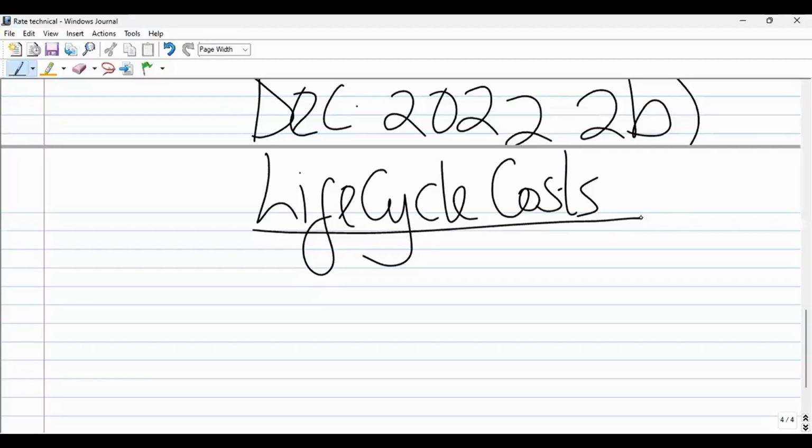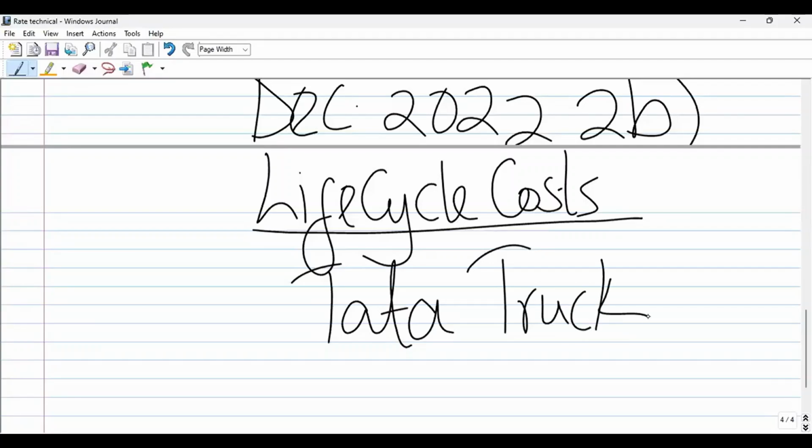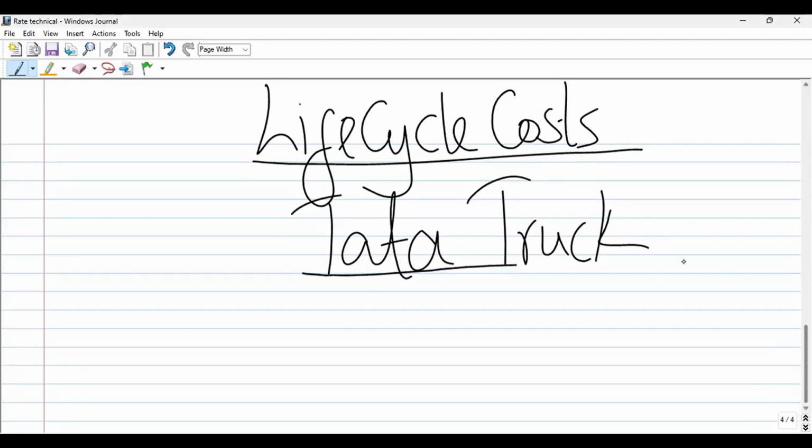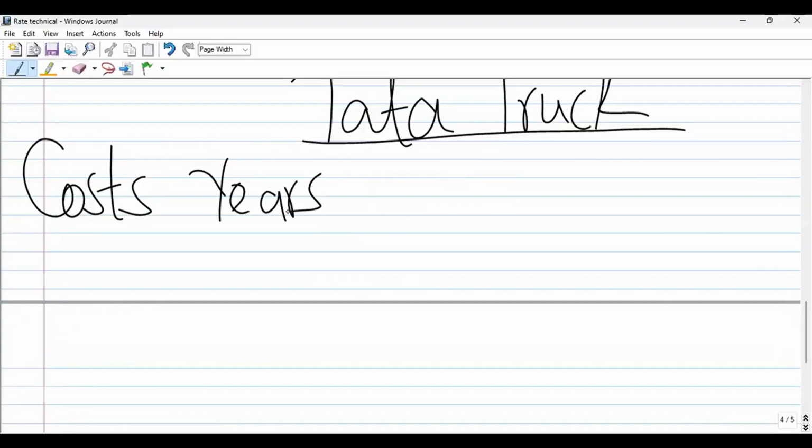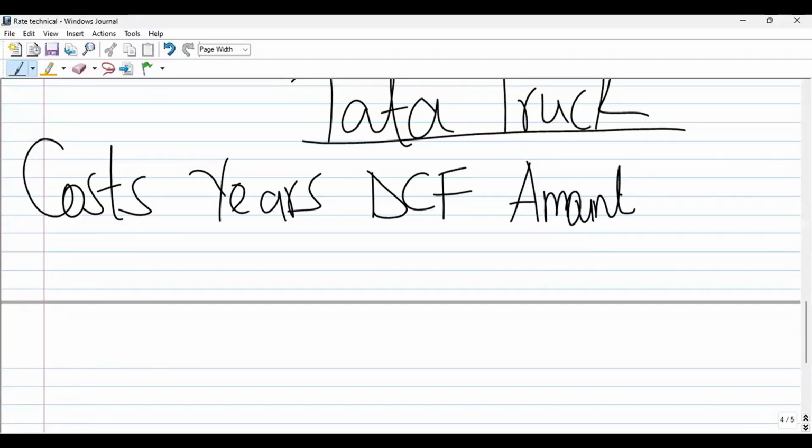So we look at each truck. We are starting with the Tata truck. I need to see the life cycle cost for the Tata truck. Now, we are going to show the costs and we show the years and we show the discounting factor. I show the amount and then I show the cash flows.